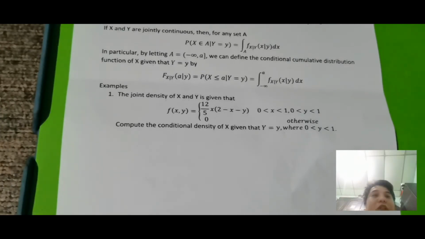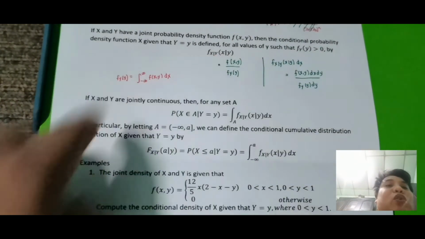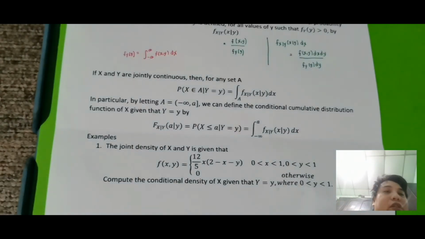yung ito lang, taas. So hindi natin kailangan i-compute yung integral. So, sir, paano pag integral?